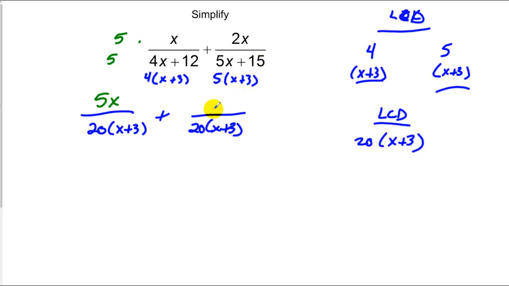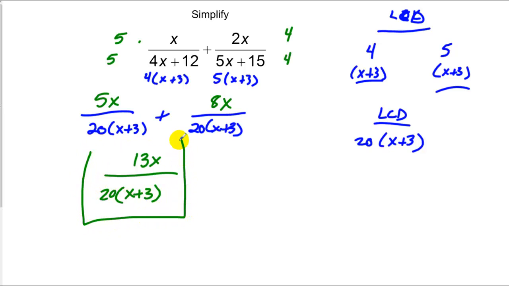To get from the 5 to the 20, I multiply by 4. And I already had the x plus 3, so this gives me an 8x. Add like terms, which is 13x over 20 times x plus 3. There are no common factors left, no reducing. End of story.